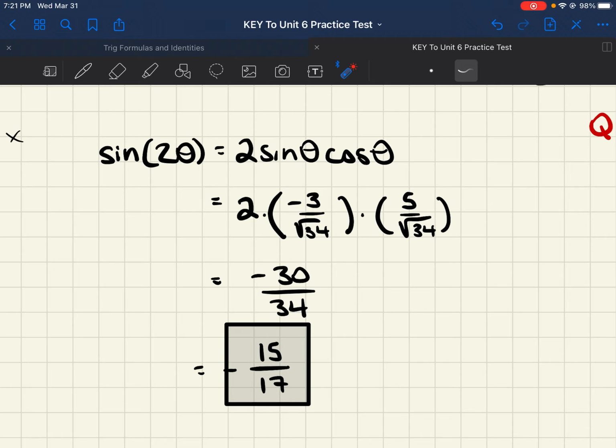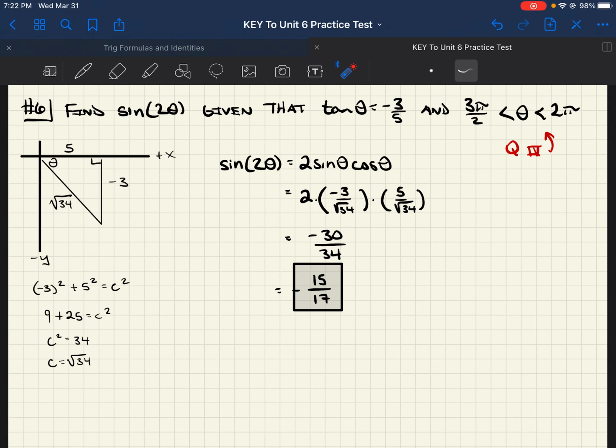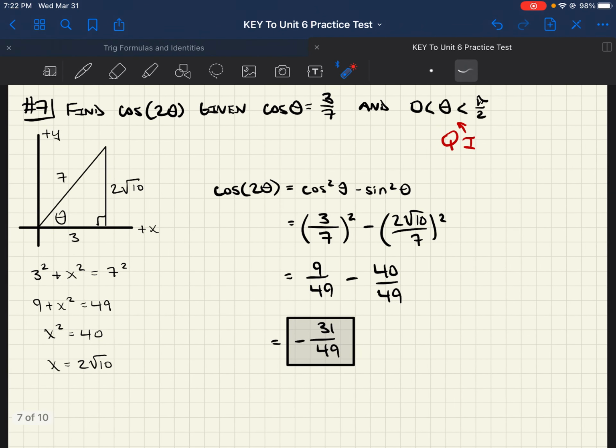I could see that they were going to get rid of the square roots themselves. All right, but multiplying the numerators up top, 2 times negative 3 times 5, that's negative 30. Square root of 34 times square root of 34, that's 34. And negative 30 over 34 will reduce to negative 15 over 17. And that's our answer.